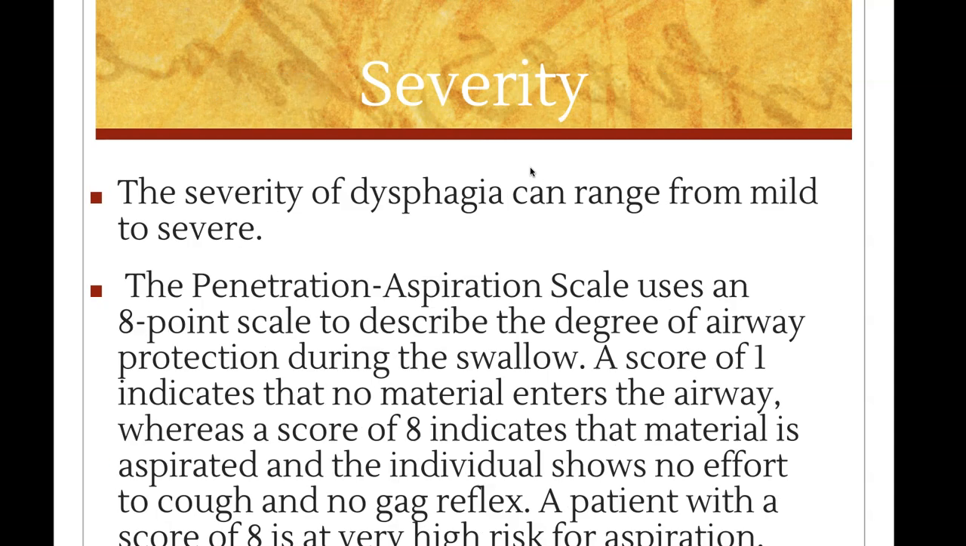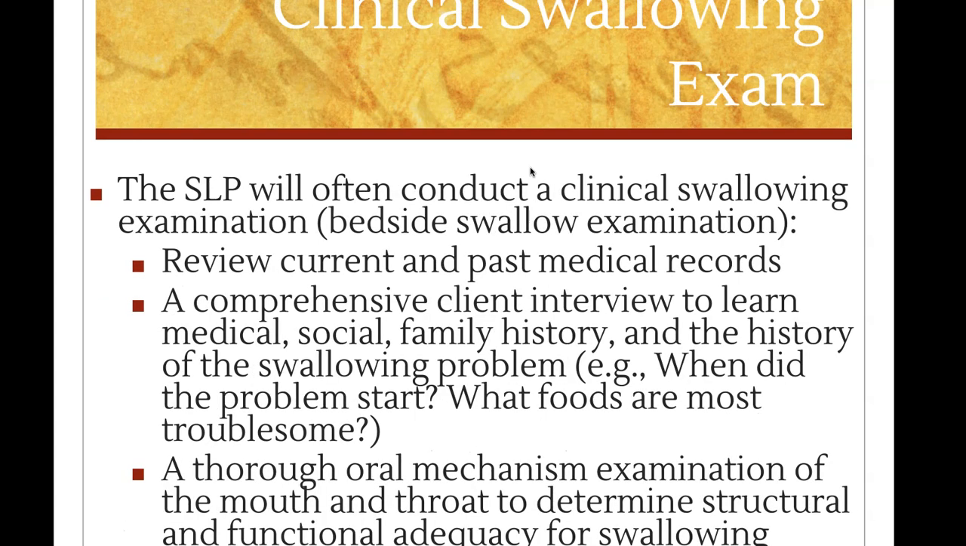The severity of dysphagia can range from mild to severe. The penetration aspiration scale uses an 8-point scale to describe the degree of airway protection during the swallow. A score of 1 indicates that no material enters the airway, whereas a score of 8 indicates that material is aspirated and the individual shows no effort to cough and no gag reflex, right? So not only are we aspirating, but there's no effort to get that food out of there. A patient with a score of 8 is at very high risk for aspiration.